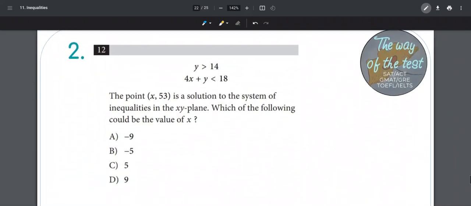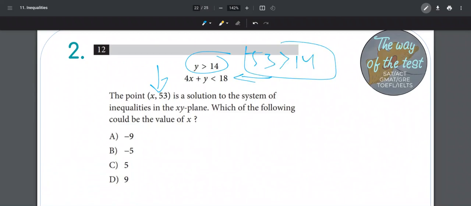So pause the video over here, solve this question over here, and we're going to see. Okay, the point x comma 53 is a solution to the system of inequalities. So all I have to do is plug in this value over here. If I plug it in the first inequality, yes, of course 53 is more than 14. That doesn't really help me that much. I'm going to plug it in the second inequality.